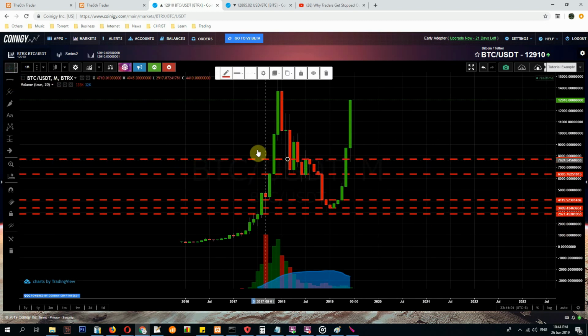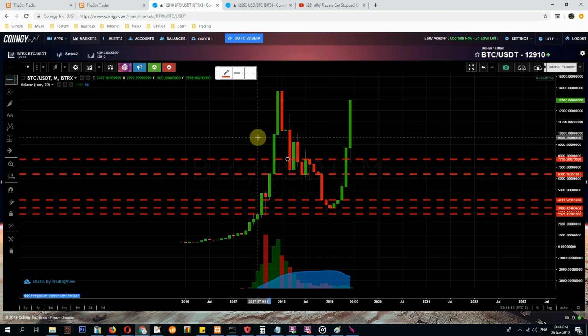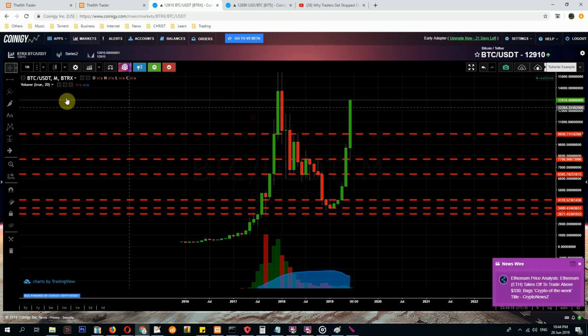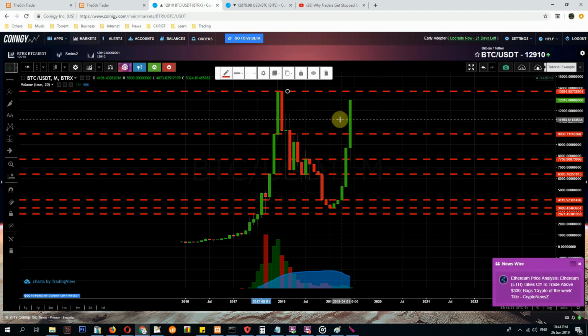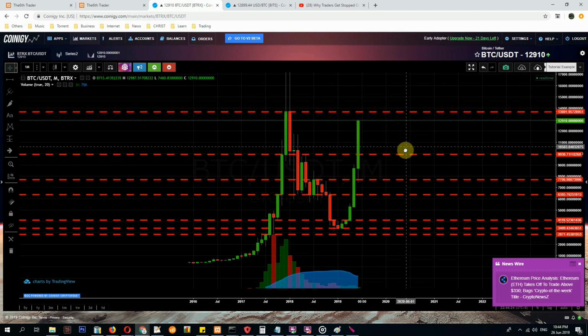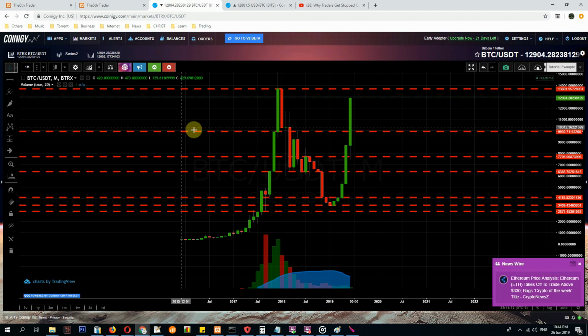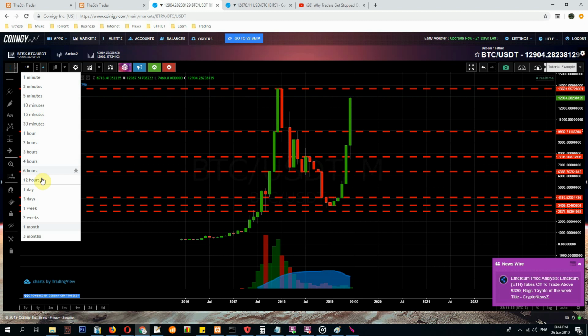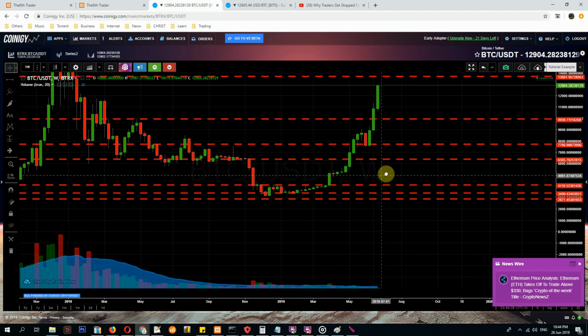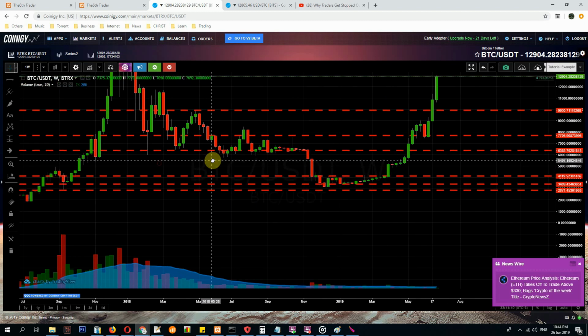Okay, in this case, we are in the BTC USDT currency pair in Bittrex exchange. So, ang price currently is 12,910. 1 BTC is 12,910 USDT. These are significant resistances and support. And then we go to the weekly. Okay, weekly.